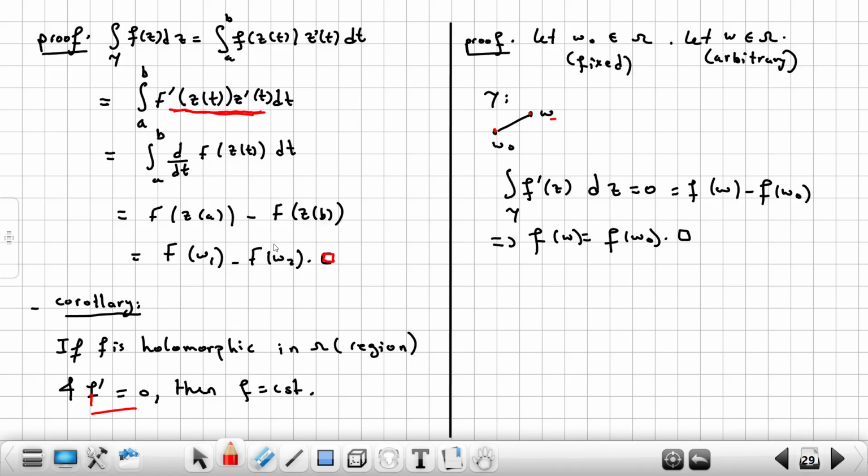and you get the desired formula. Corollary: if f is holomorphic in a region omega and f prime equal to 0 over omega, then f is equal to constant. The proof is very simple also.